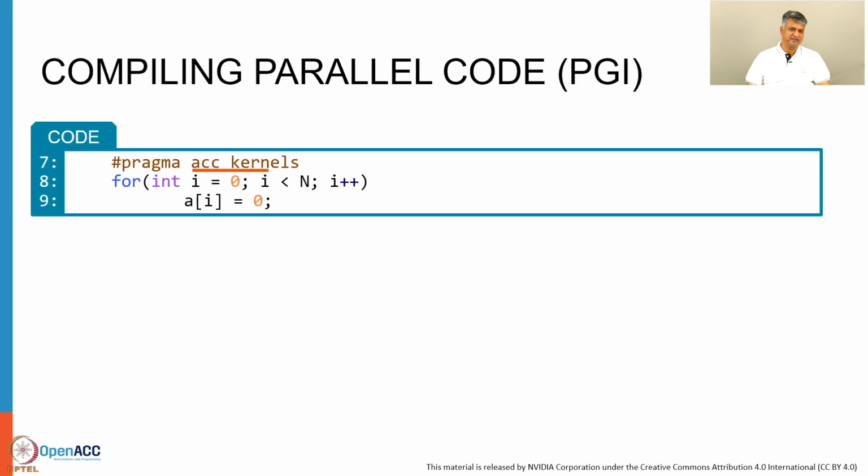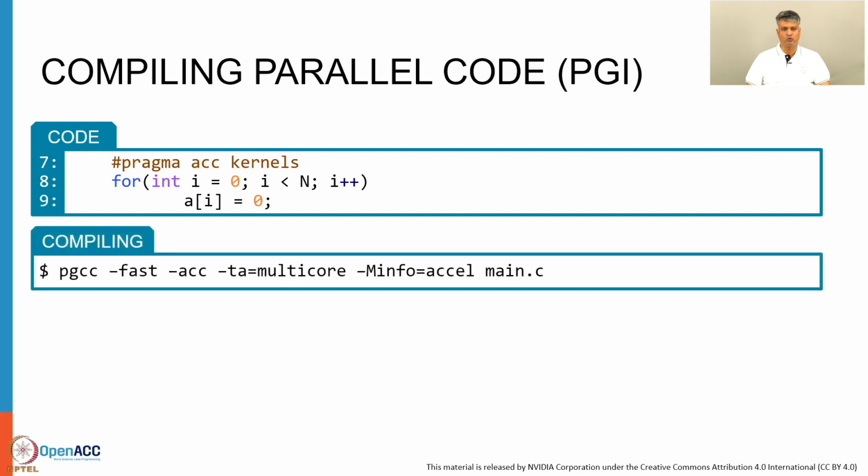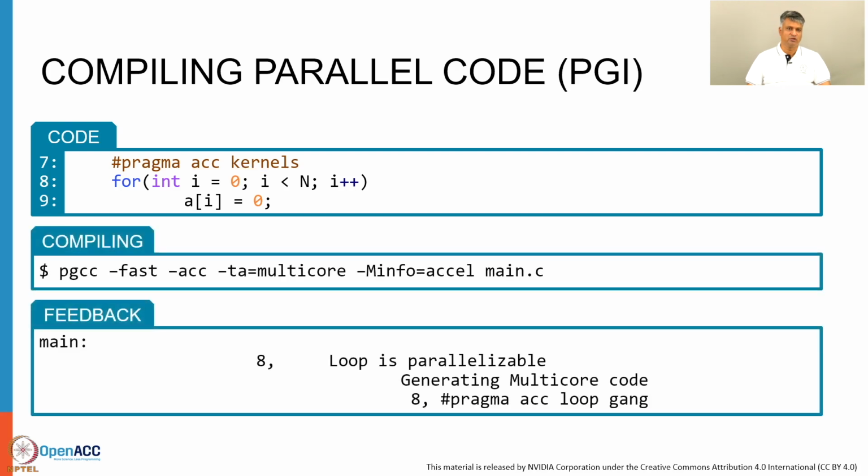Now, we can do the same thing using the kernels approach as well. So we say #pragma acc kernels, where we do not have to mark the loop anymore, and we give the same sort of flags for compiling. It will again detect whether the loop is parallelizable and generate multi-core code.